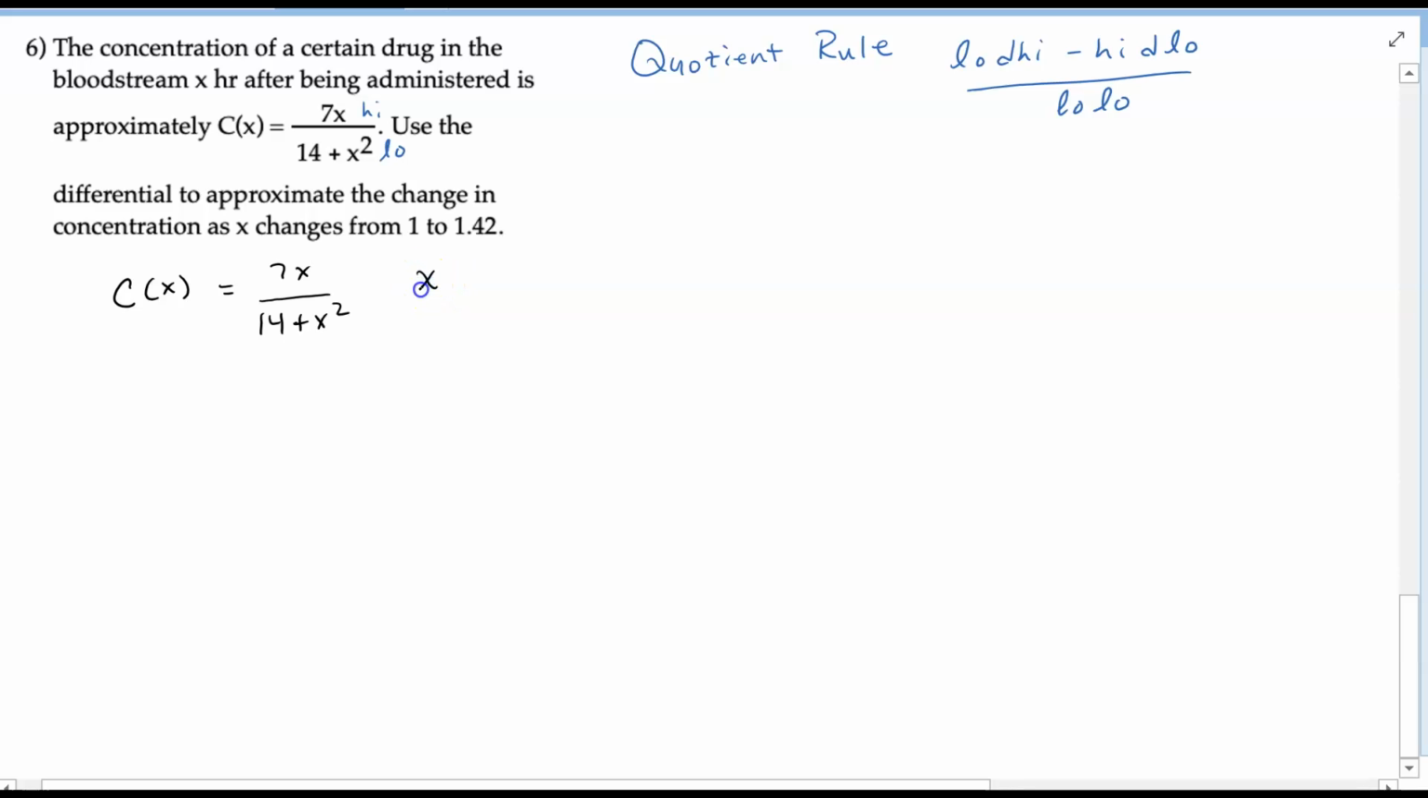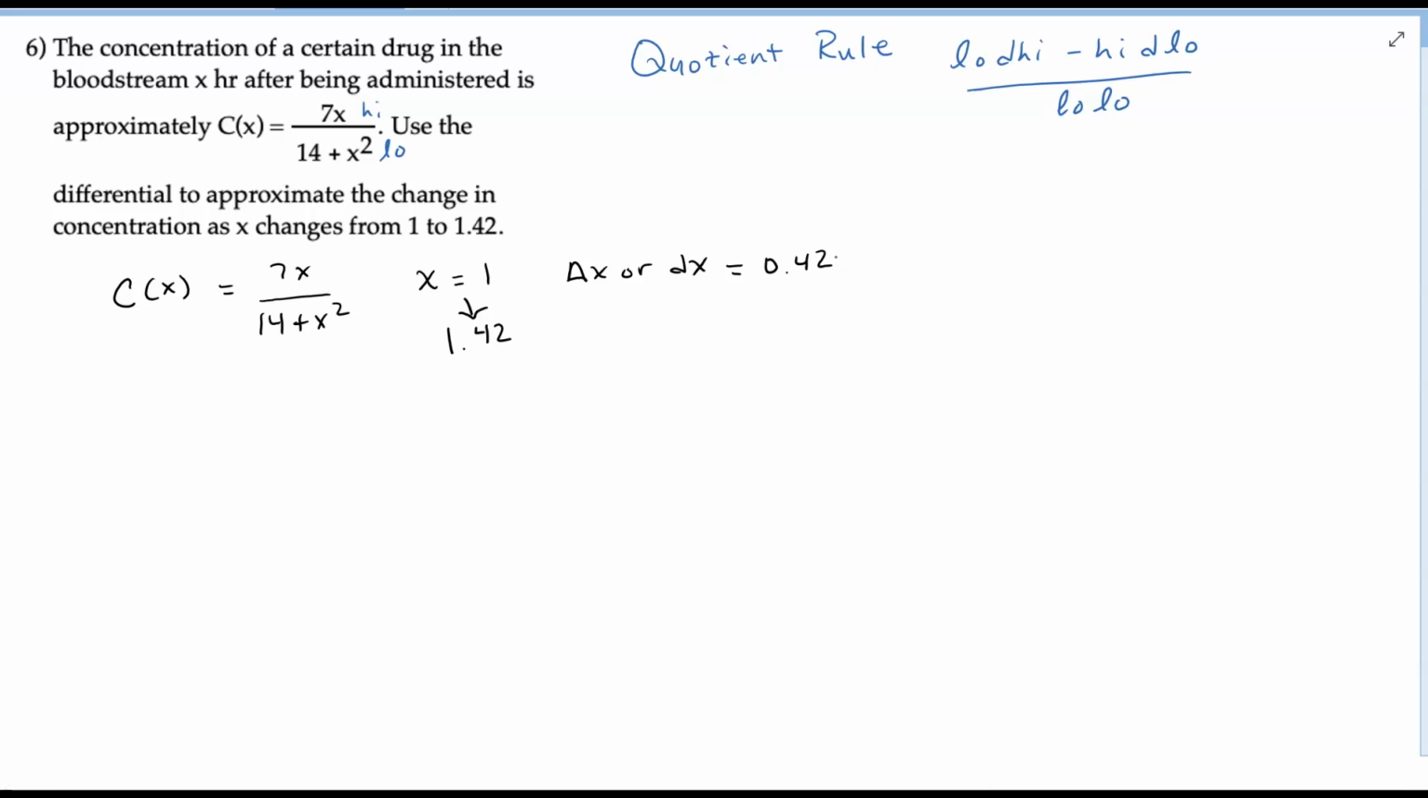So my initial x value is 1. Okay, so I'm going to write that down. That's important. But my delta x, or my dx, is given by the fact that it goes from 1 to 1.42. That's the change in the, what was it again, hours. So my delta x, my dx, is 42 hundredths. Okay, all right, so 42 hundredths.